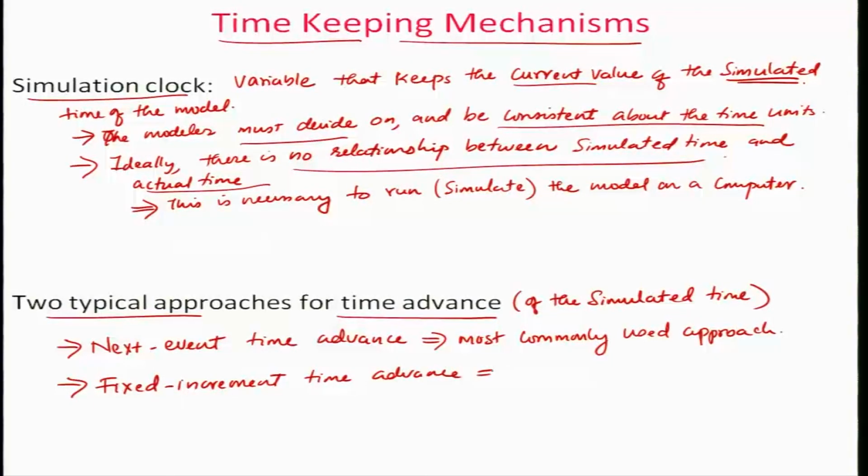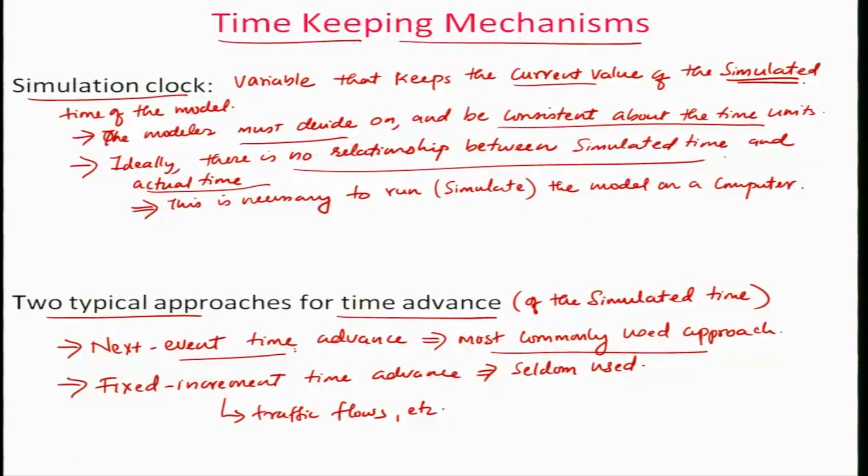Okay, that means the clock will advance by every 5 minutes, and then the system states are measured at every 5th minute. Okay, this is seldom used, not very common, but this is typically used sometimes in studying traffic systems like traffic flows, etc. Okay, but not very commonly used. Okay, the most commonly used one is the next event time advance approach.